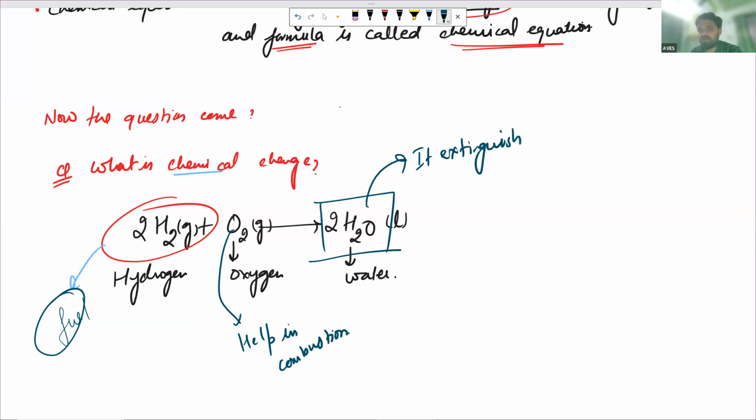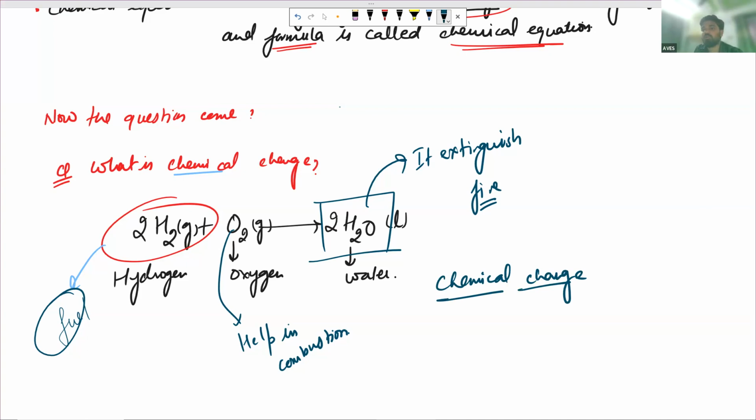So here you see that this hydrogen gas and oxygen gas, when they are chemically combined together, form a substance called water, which does not have the properties of its constituents. In water, hydrogen is not showing its property of hydrogen gas and oxygen is not showing its property of oxygen gas. They combine together and form a new substance which does not have the properties of its constituents. So this type of change is called chemical change.